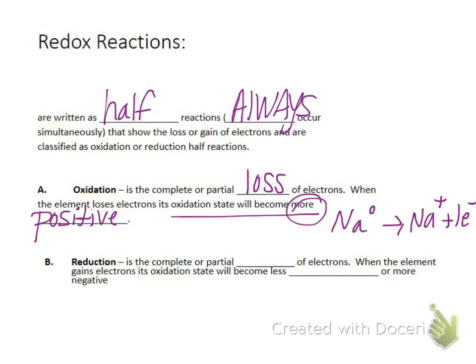Okay? If it is a complete or partial gain of electrons, the element gains electrons, and its oxidation state will become less positive. And the reason we say less positive instead of more negative is because you won't always have a negative oxidation state when you're gaining electrons. You might have had a +7 and you gain 5 electrons and then you go to a +2. So you're becoming less positive. So that's why we don't say more negative, because that confuses some people, because we're not always negative. Okay?